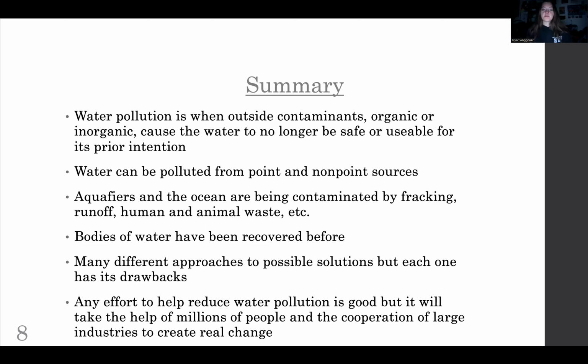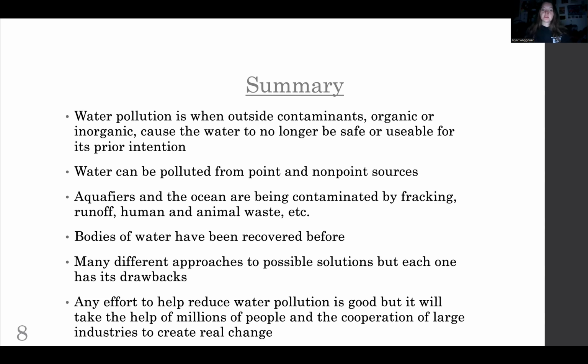There are many different approaches to these possible solutions, and each one has its drawbacks. But any effort to help water pollution is good because even just one person making sure that they take care of their waste is just that much less of contaminants that could go and leak into waterways, causing just that much more pollution.